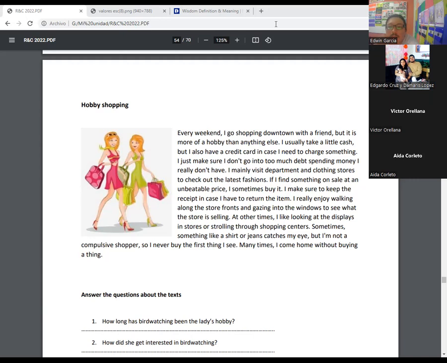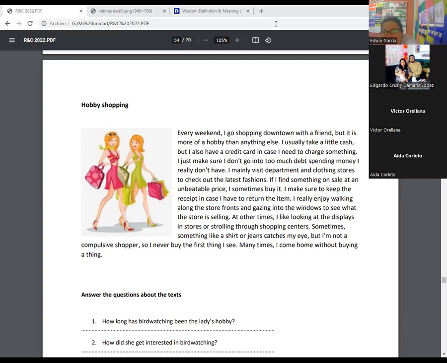hobby than anything else. I usually take a little cash but I also have a credit card in case I need to change something. I should make sure I don't go into too much debt spending money. I might visit department and clothing stores to check out the latest fashion. If I find something on sale at an unbeatable price, and sometimes I make sure to keep the receipt in case I need to return the items.